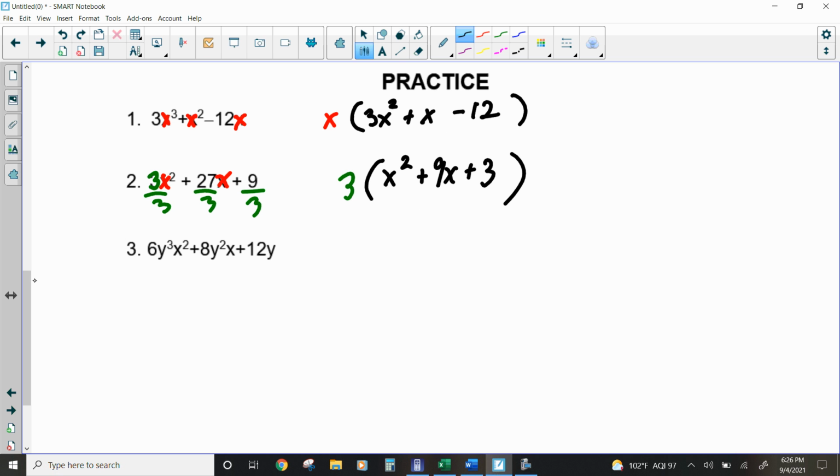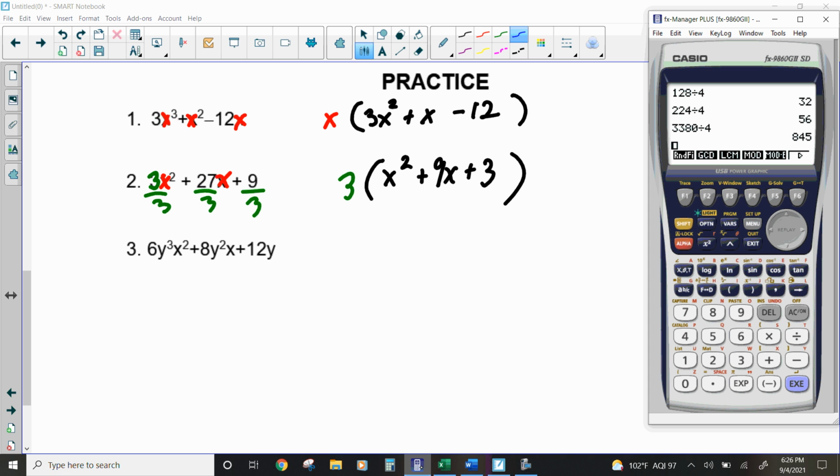Okay, last problem. Looks messy. So I've got a 6, an 8, and a 12. 6 is the smallest number. You know what? I'll review the calculator one more time. Let me show you how to get to that stuff. So I'm going to hit exit so I can clear all this out.